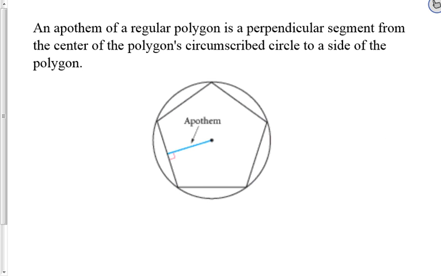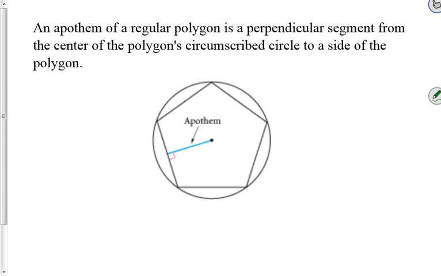Now, before we can find that formula, we have to define the apothem. An apothem of a regular polygon is a perpendicular segment from the center of the polygon's circumscribed circle to a side of the polygon. And you can see in the diagram, there is the apothem, that blue segment. It's perpendicular to the side. And you must be careful that you do not mistake an apothem for a radius or a radius for an apothem. So let me draw this in.